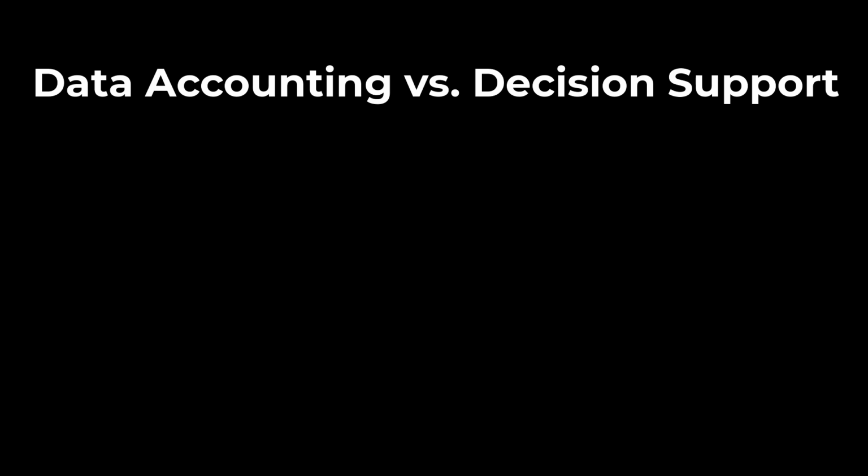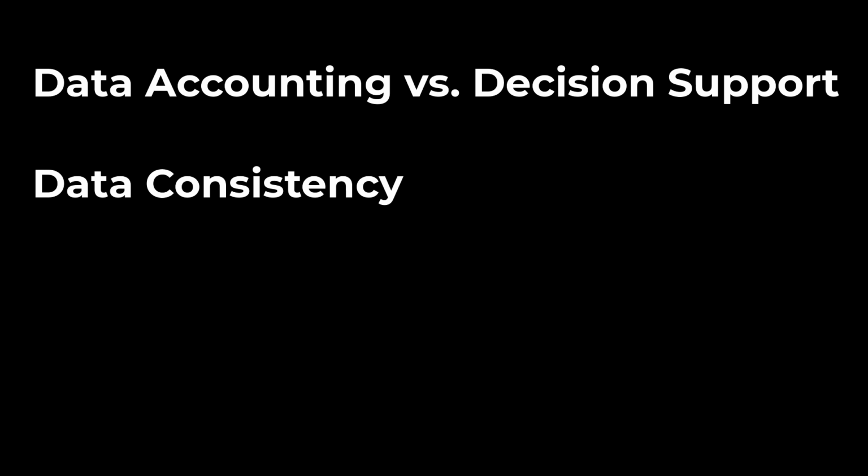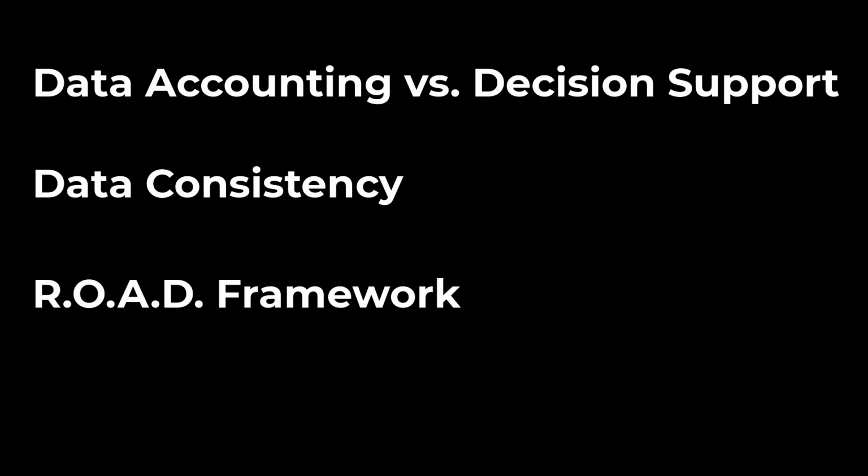We have covered several important topics. We have talked about the difference between data accounting and decision support, which is one of the most important topics to wrap your head around in consulting. We've talked about the importance of data consistency and where human biases enter a process. And we've talked about the R.O.A.D framework, which has been found to lower risk, lower cost, lower rework, while maximizing client satisfaction and OI.